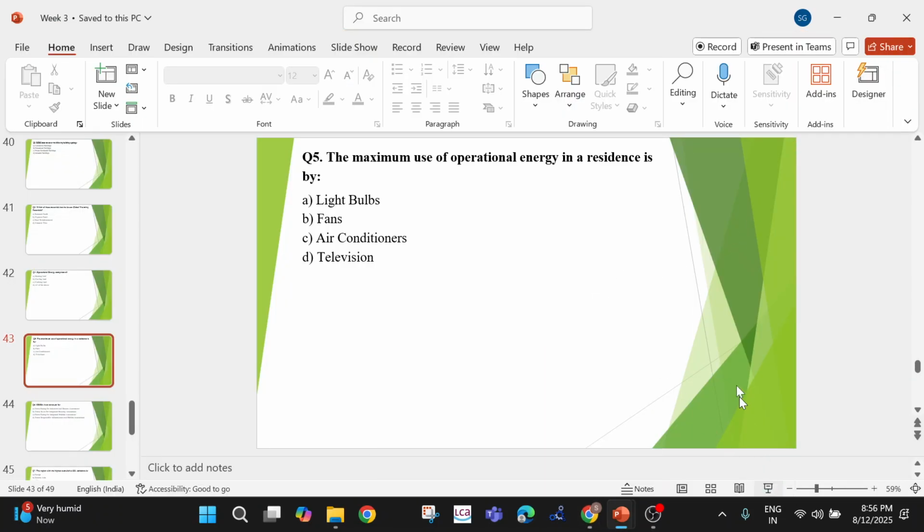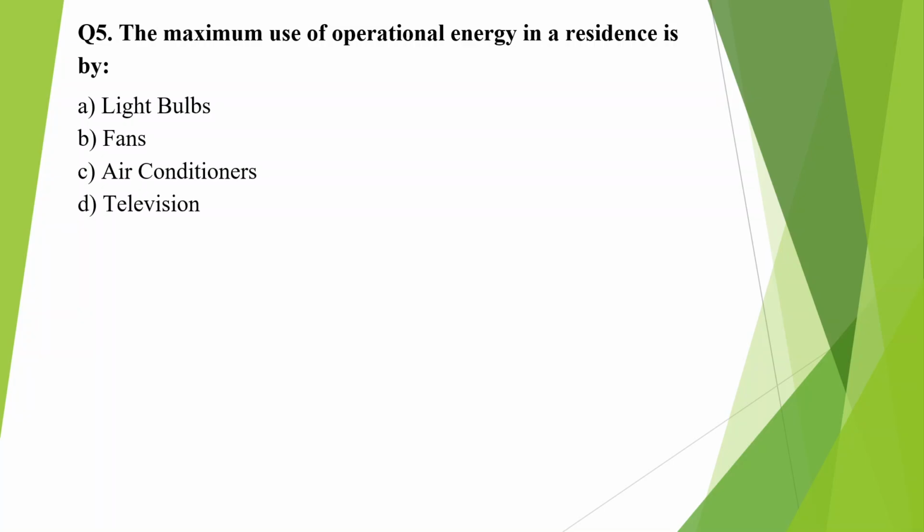From the options you can also discard light bulbs, which nowadays and previously also consume a smaller portion as compared to air conditioners; fans are also there. That's why the maximum use of operational energy in a residence comes from air conditioners, which you have opted. Fine. But this is also when it is in hot climate conditions. In hot climate conditions, air conditioners are the largest share of operational energy use.